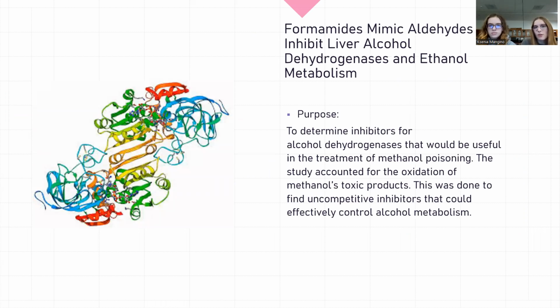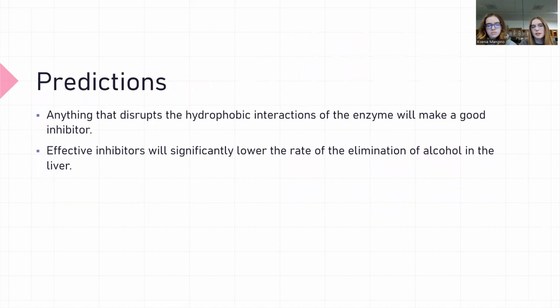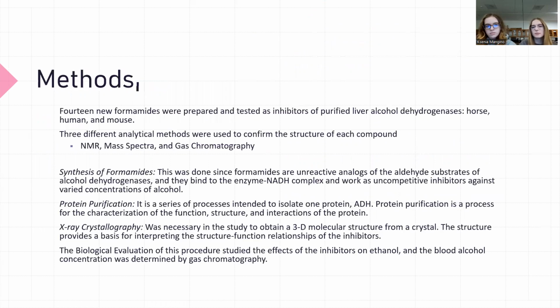The study we focused on was 4-substituted pyrazoles mimic aldehydes and inhibit liver alcohol dehydrogenase and ethanol metabolism. The purpose of the study was to determine inhibitors for alcohol dehydrogenase that would be useful in the treatment of methanol poisoning. The study accounted for the oxidation of methanol's toxic products. This was done to find uncompetitive inhibitors that could effectively control alcohol metabolism. The prediction we went into this experiment with was that anything that disrupts the hydrophobic interactions of the enzyme will make a good inhibitor. An effective inhibitor will significantly lower the rate of elimination of alcohol in the liver.